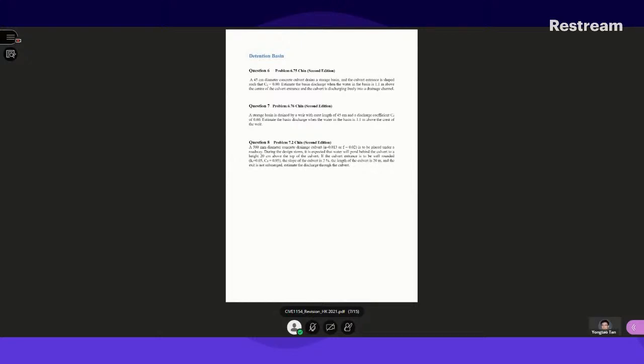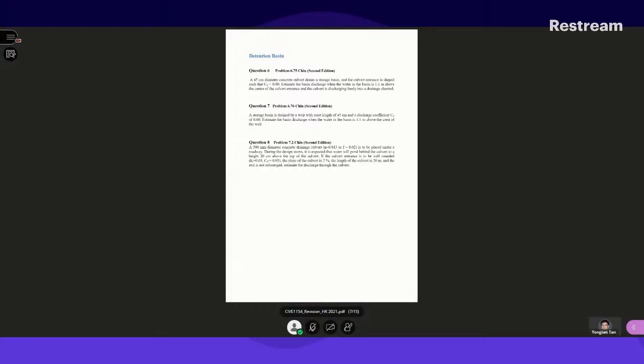We check whether the entrance is submerged. The entrance is submerged when H over D is larger than 1.2. I'll just show you. If H over D is larger than 1.2, we assume that the entrance is submerged. H is the depth of water in the basin, and D is the height of the lower outlet or structure.